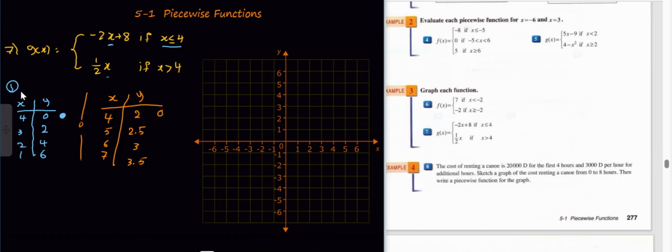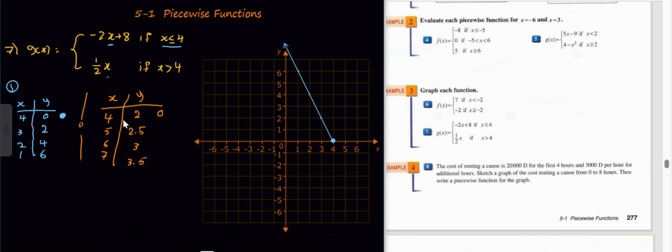Let's graph the first table. We have 4 and 0. So the point will be here and we are going to fill it. And we have 3 with 2. We have just a point. And 2 with 4. And we have 1 with 6. Let's graph it.